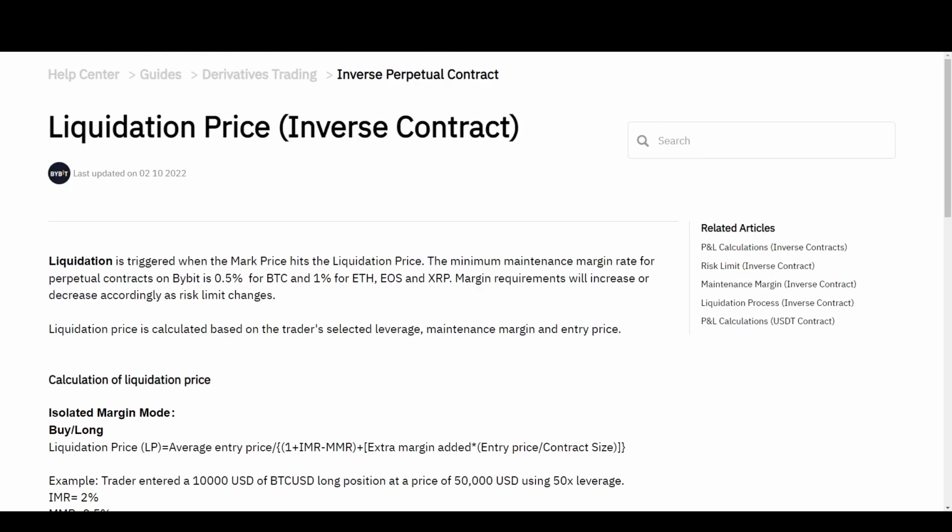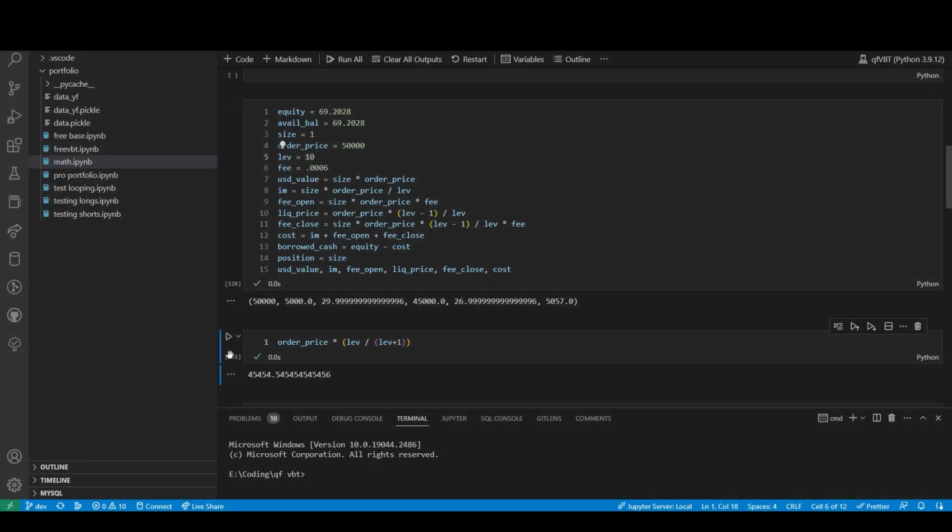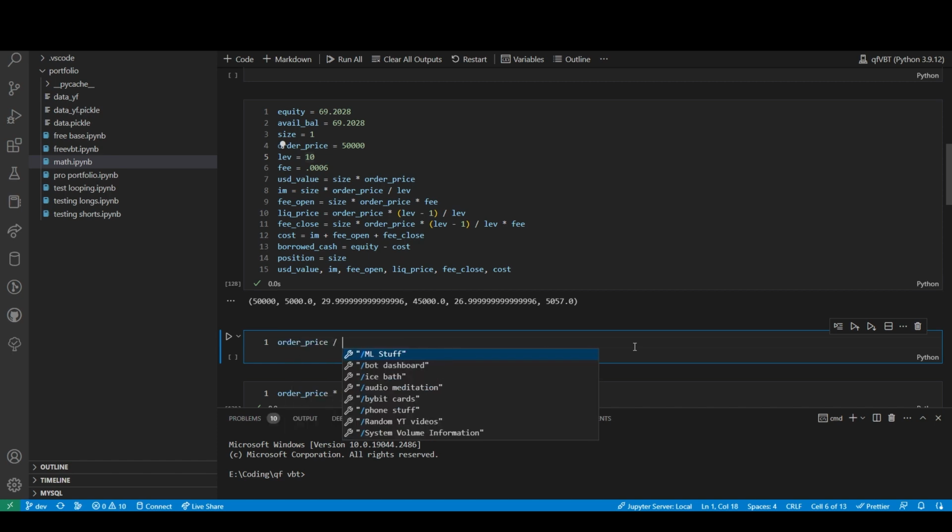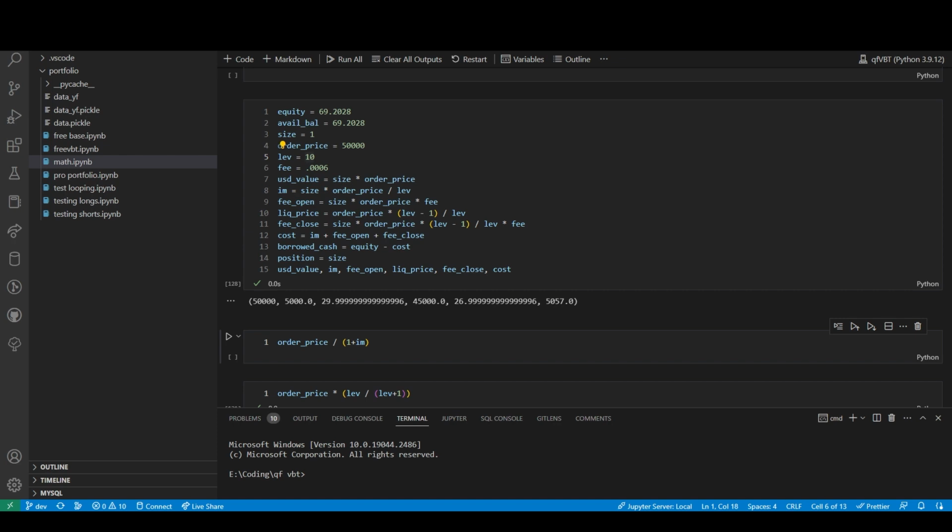All right, well, let's try both of these. What the hell is going on here? This is so confusing. So we have our average entry price is order price divided by 1 plus IM, which is just 1 divided by leverage. IM is 1 divided by leverage.